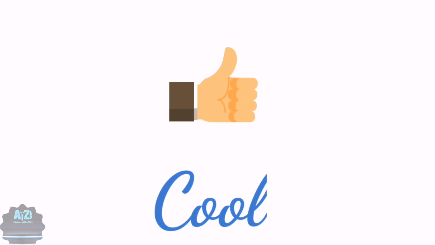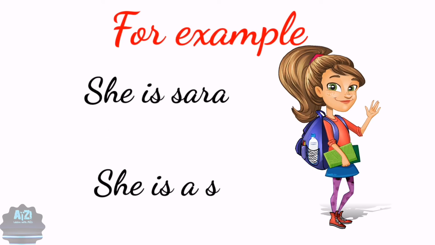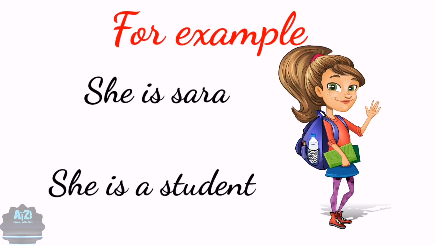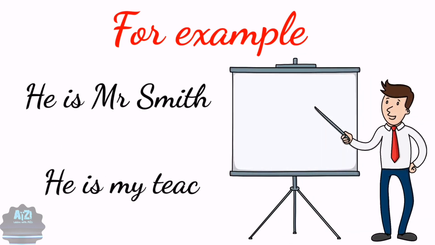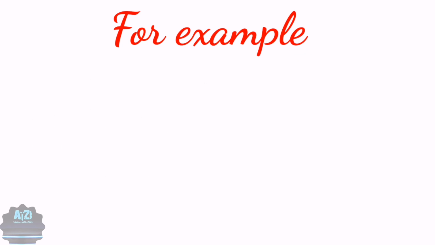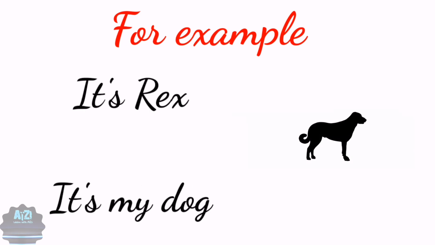That's easy, right? Now let's see some examples. She is Sarah. She is a student. He is Mr. Smith. He is my teacher. It's Rex. It's my dog.